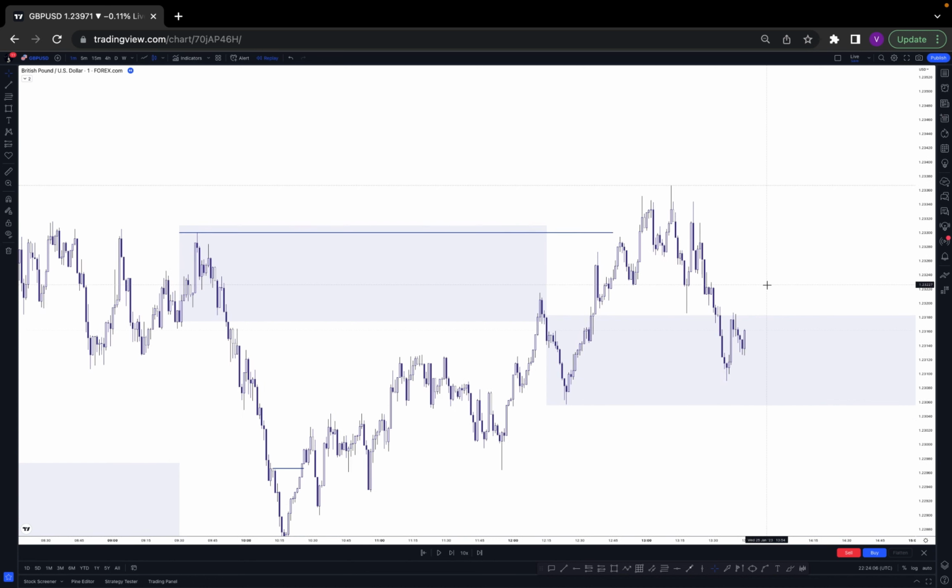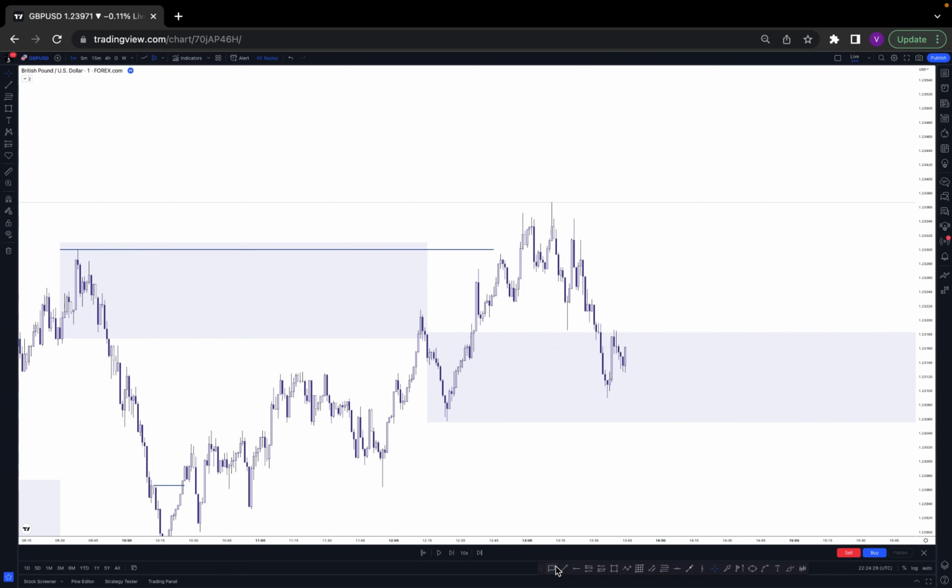It's quite annoying, but I trust my analysis. I've seen all I wanted to see. The 4-hour was mitigated, a refined demand zone. The M15 was mitigated, a refined zone as well, and we already have a bullish change of character. So I was still keen to catch that higher low to catch the bigger move.